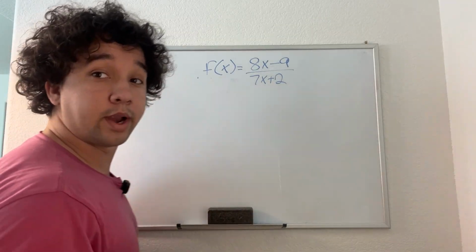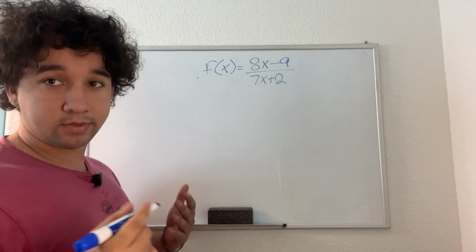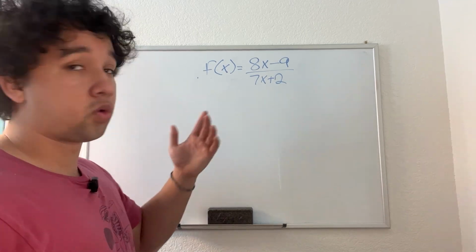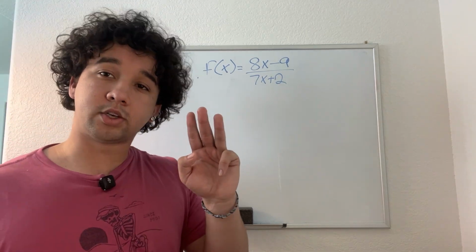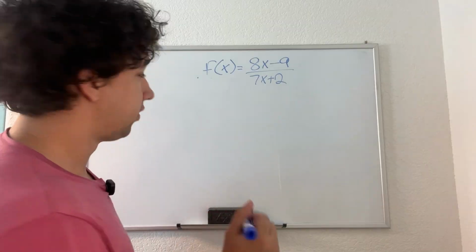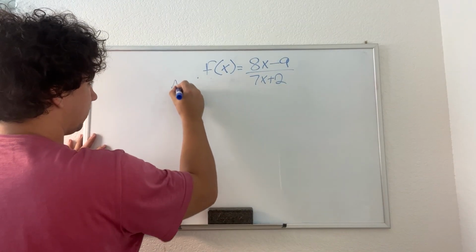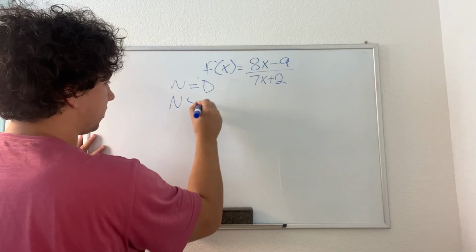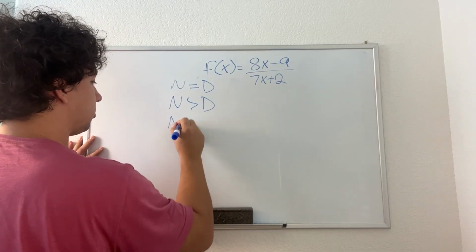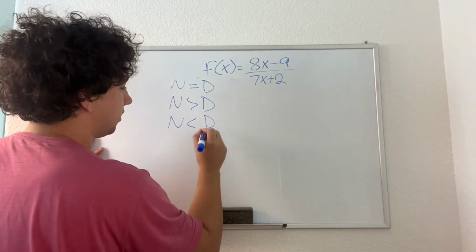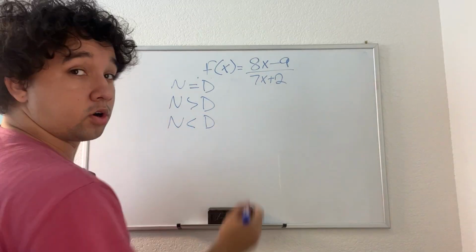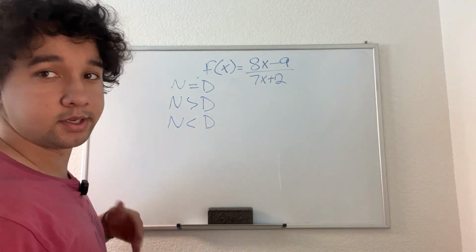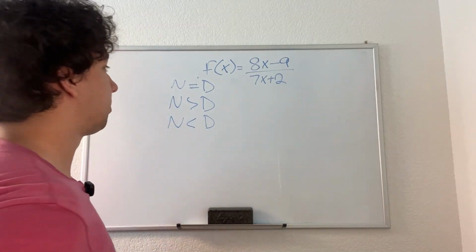All right, now for range, it's the same idea. I'm going to do the same exact thing, except now I just have to find the horizontal asymptote. Well, there are three situations for the horizontal asymptote: when the numerator is equal to the denominator, when the numerator is greater than the denominator, and when the numerator is less than the denominator. I'll go through all of these briefly, but if you want a video more in depth on how to do each of these, just let me know in the comments and I'll make that happen.